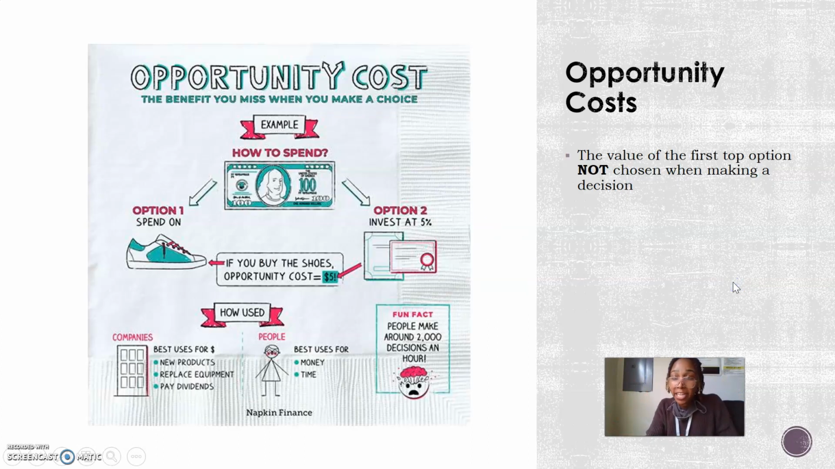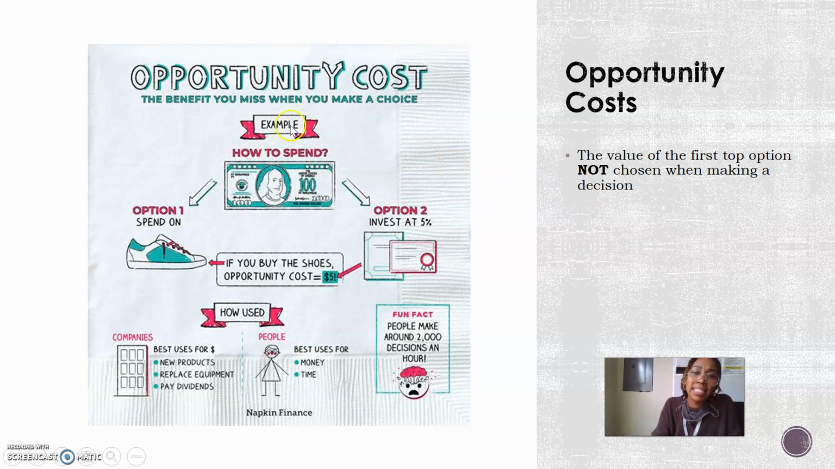And whenever we talk about trade-offs, we have to talk about opportunity costs. That's the value of the top option not chosen when making a decision. And here I have this image of opportunity costs, right? The benefit you miss when you make a choice.